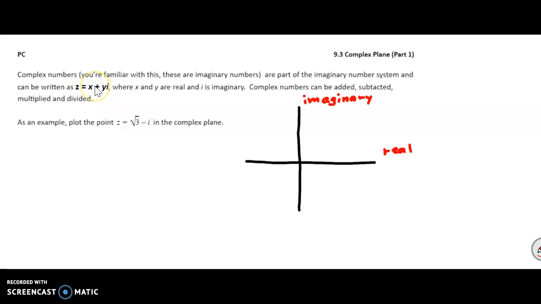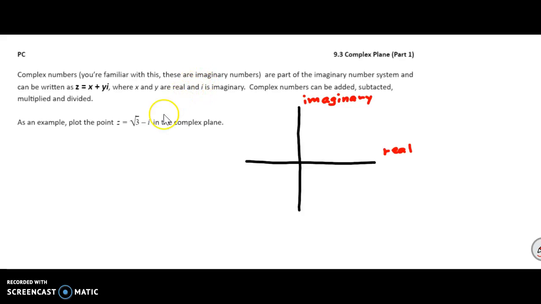When we see a complex number, well, in this rectangular version, we're going to call it z equals x plus yi. X and y are real numbers, and we know i is the imaginary portion of it. Just as a quick example, it says to plot the point z equals square root of 3 minus i.